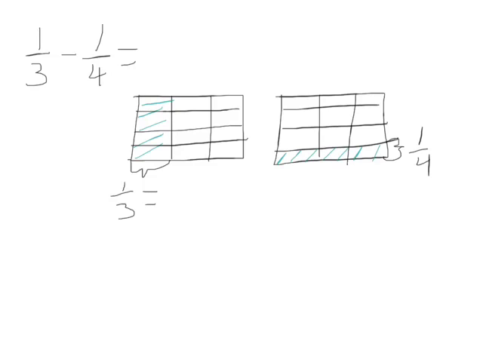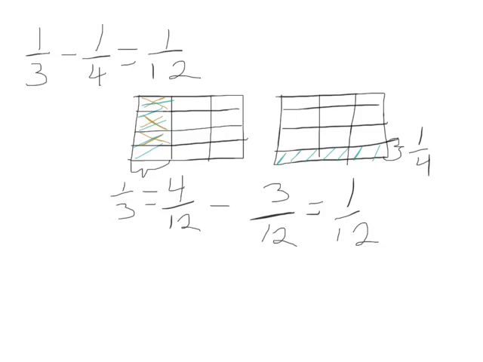1/3 is the same as 4/12, and 1/4 is the same as 3/12. We are subtracting, so we need to show 4/12 take away 3/12. We take away 1, 2, 3 of those 12ths, and that leaves us with only 1/12. So 4/12 take away 3/12 equals 1/12. 1/3 minus 1/4 is 1/12.